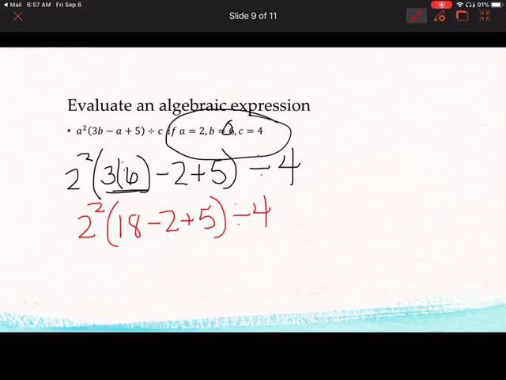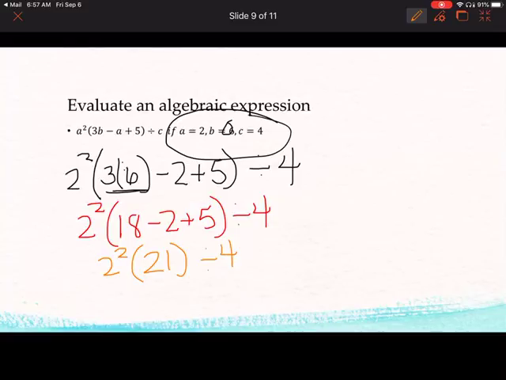So now I have to do the operation in the parentheses. I'm just going to take 18 minus 2, which is 16. 16 plus 5, which is 21. So this parenthesis equals 21. I have 2 squared divided by 4. So now I do the exponents. 2 squared is 4.